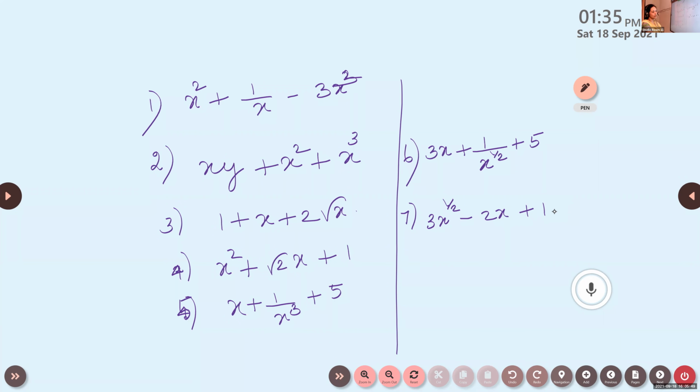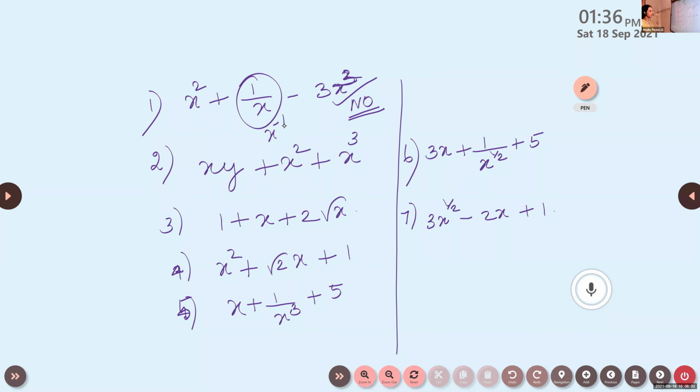What is the answer for the first one? Is it a polynomial? Is it a polynomial, first one? No. Very good. It's correct. Why? The 3x cube is allowed. But what about the 1 by x? It is in the denominator, so it will become a negative exponent. Whenever the exponent becomes negative, it is not a polynomial.